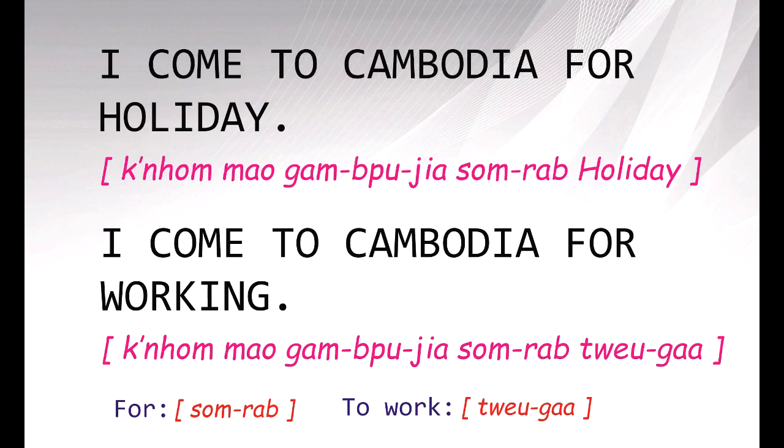And if you come to Cambodia for work, you just say Khnyom Mao Cambodia Samrap Tvuka. Tvuka is to work. And for preposition for, Samrap. So Khnyom Mao Cambodia Samrap Tvuka. I'm gonna read this sentence for you again. I come to Cambodia for holiday. Khnyom mao Cambodia samrap holiday. I come to Cambodia for working. Khnyom mao Cambodia samrap thveu ka.